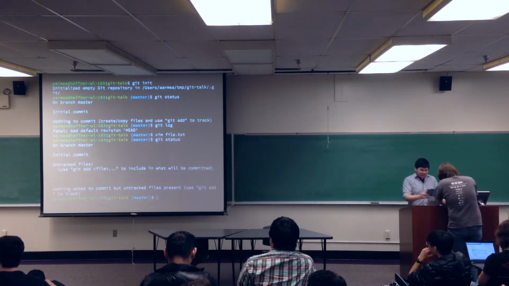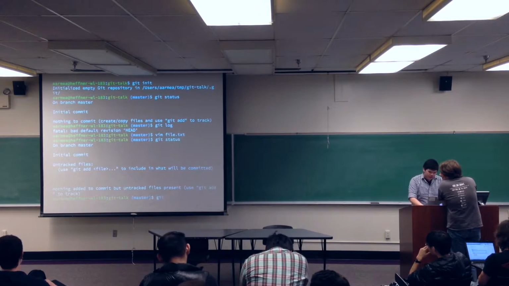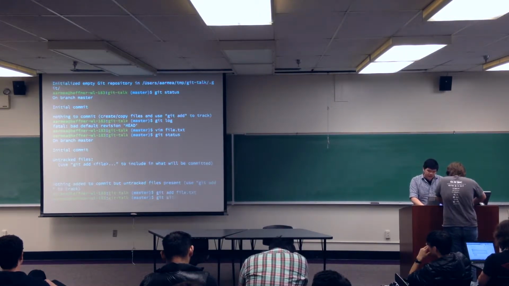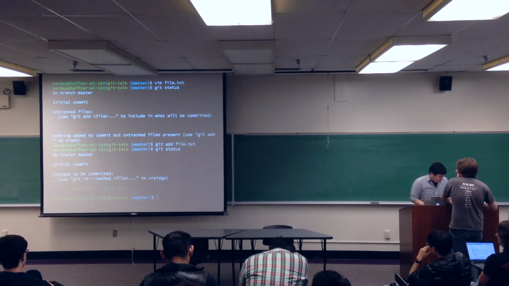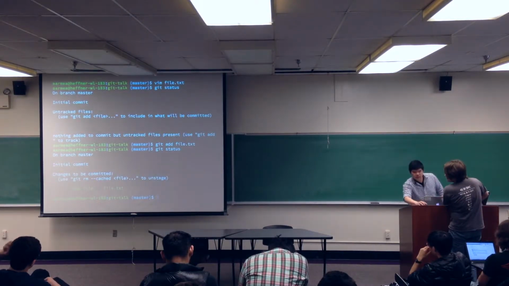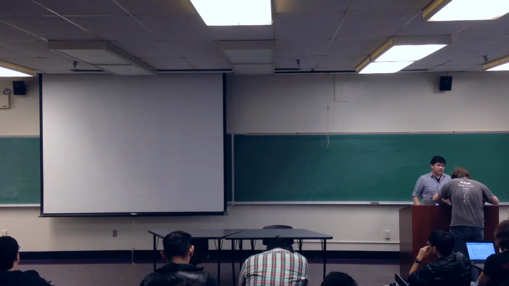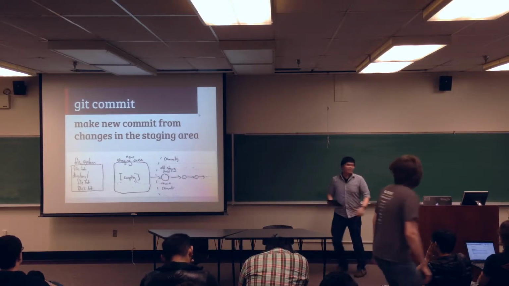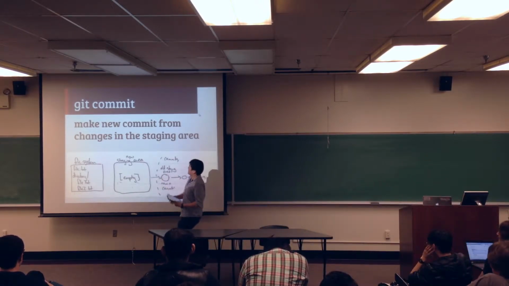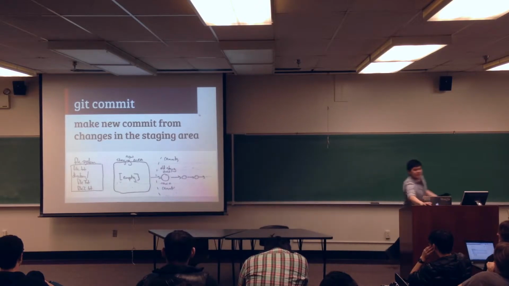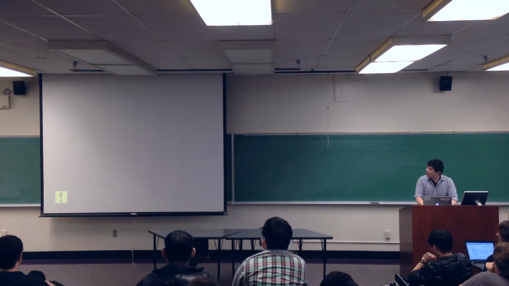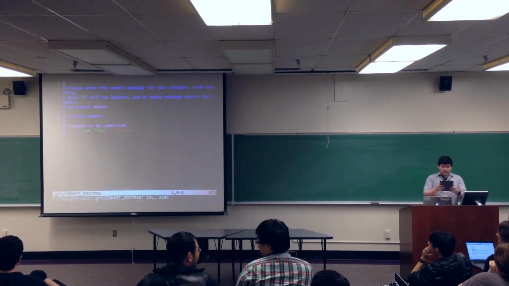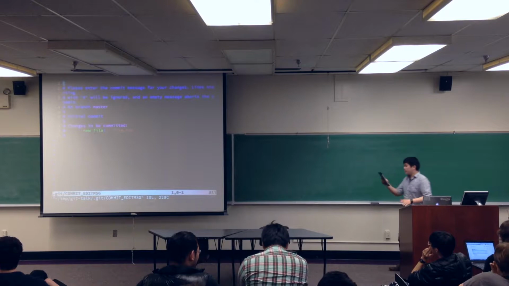So, now that we have that file, we want to add it to the staging area, so we do git add file.text, and now it's in the staging area. How do we know? Git status, bam, it's there. So git commit takes the changes from the staging area and makes them into a commit. Let me just demonstrate that again. Git commit. And now it'll ask you to make a commit message.